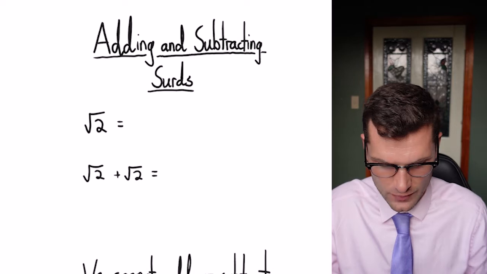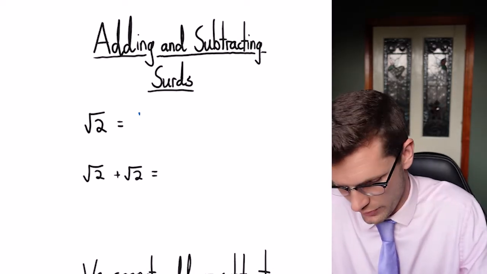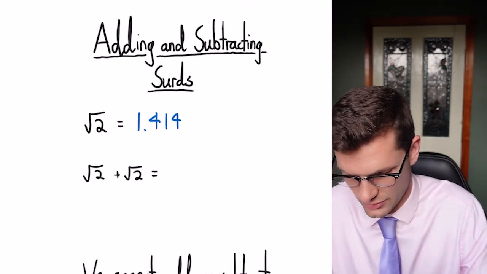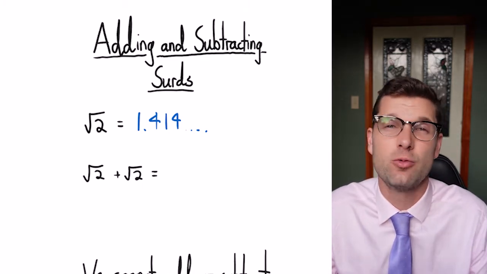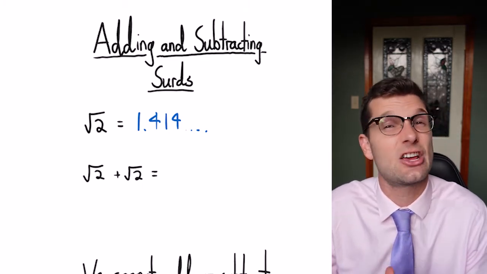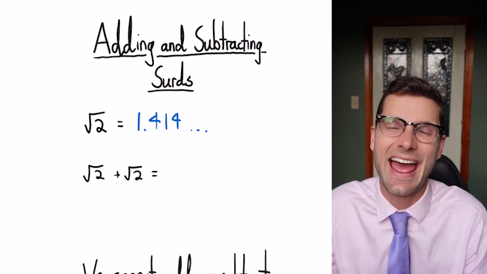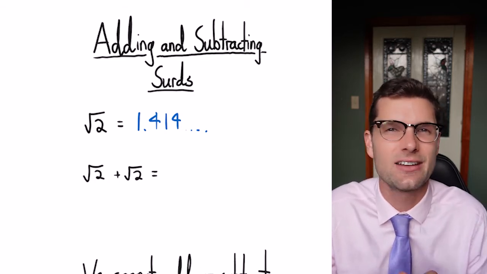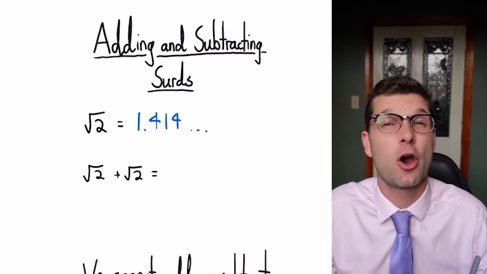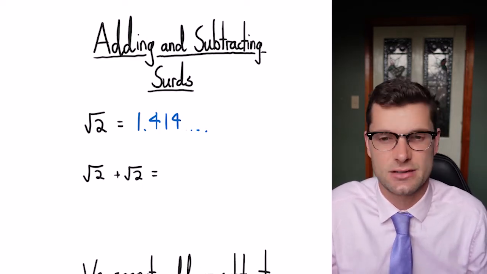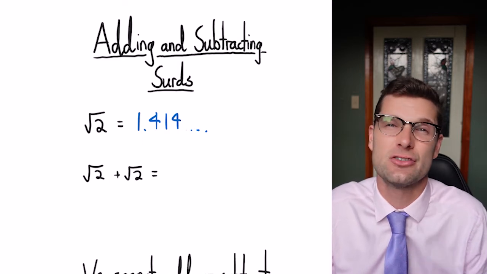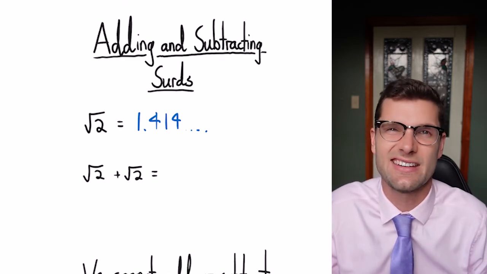So root 2 is equal to 1.414... just some number. What's really important is that this is going to highlight why we can't just add the whole numbers under a square root sign. So here where we've got root 2 plus root 2, a very common mistake students make is to go, oh well, I can just add those two whole numbers underneath the surd.